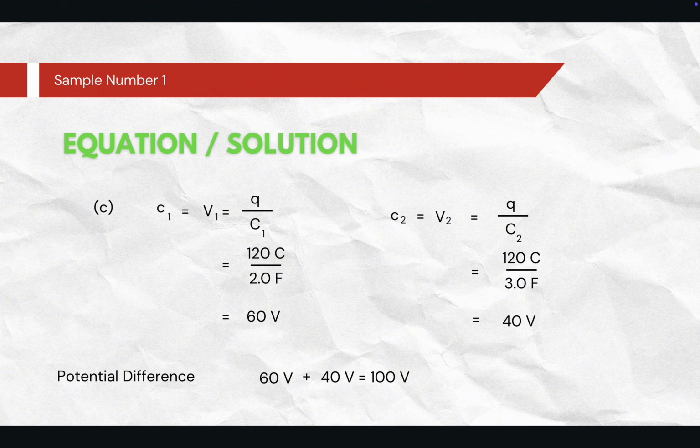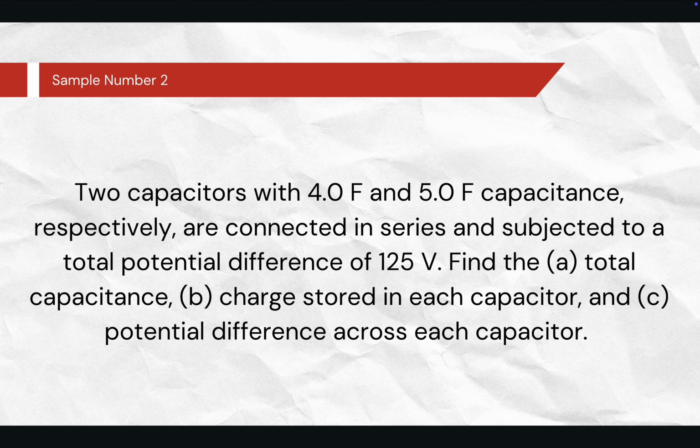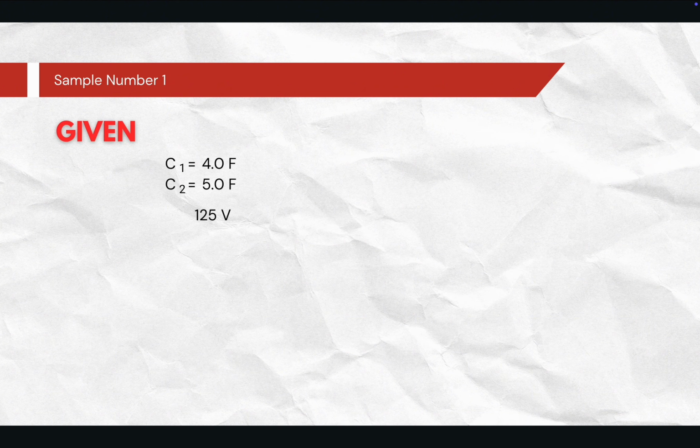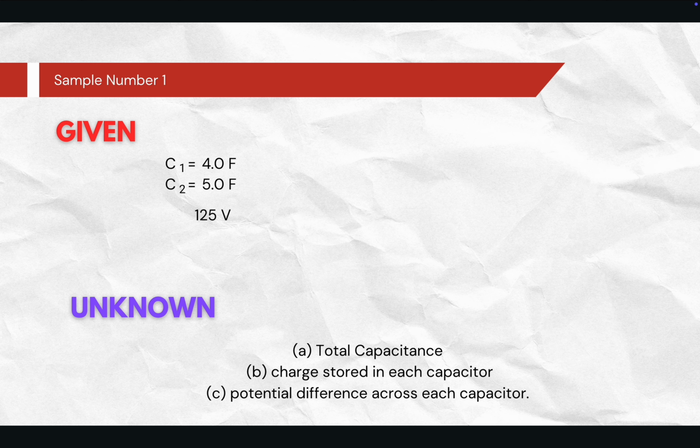Ganun lang yung kadali. The next, sample number 2: two capacitors with 4.0 F and 5.0 F capacitance are connected in series ulit. Total potential difference of 125 volts. So, yun lang din ang hinahanap natin: total capacitance, charge stored, and potential difference. Given, dalawang capacitor, and then yung volt. Tapos unknown, yung tatlo.